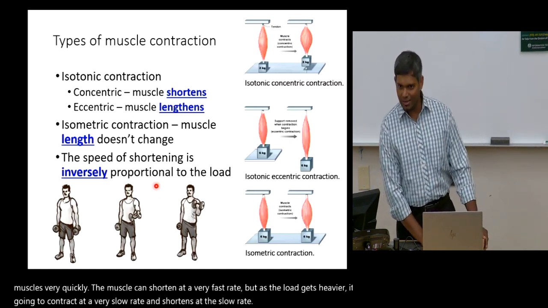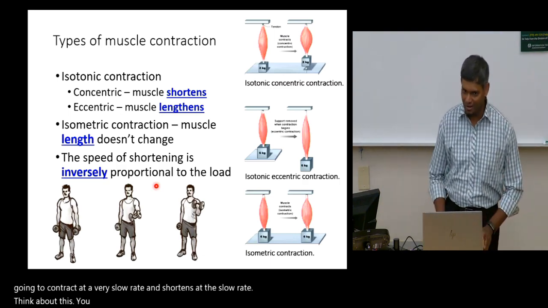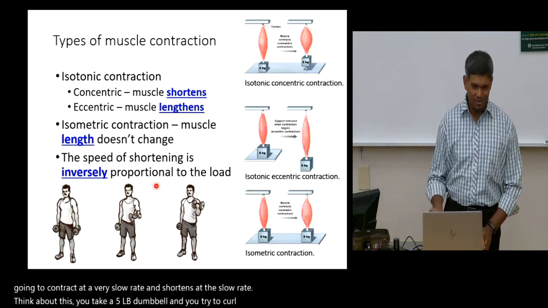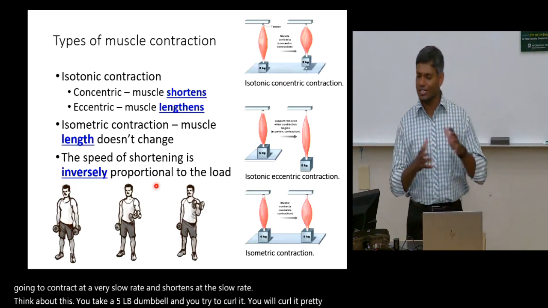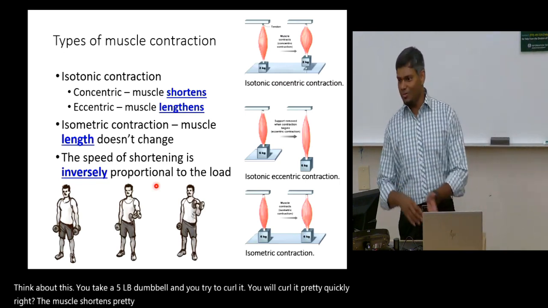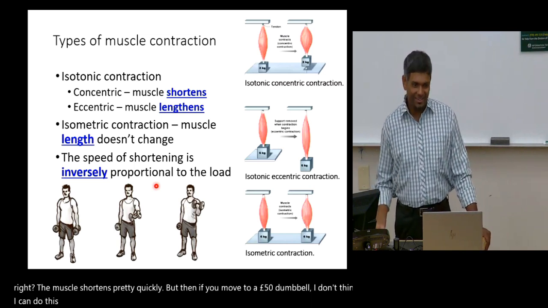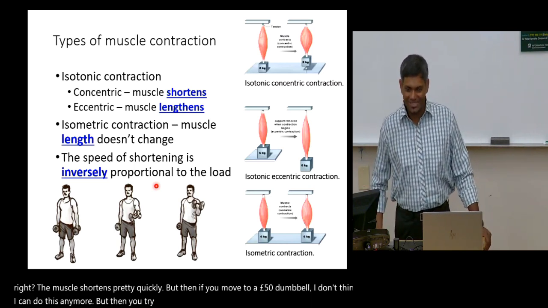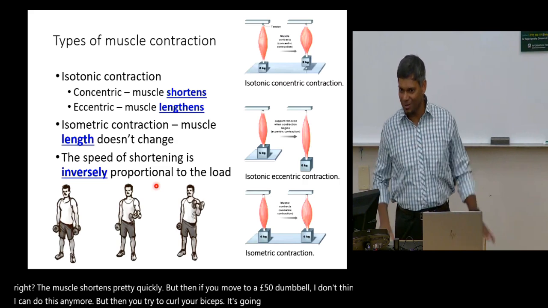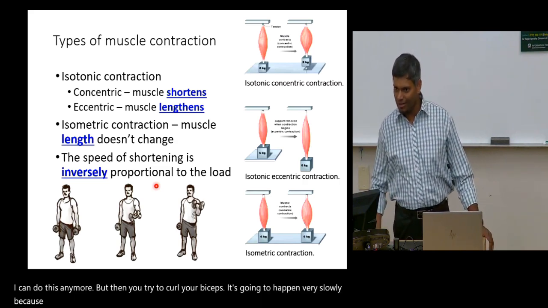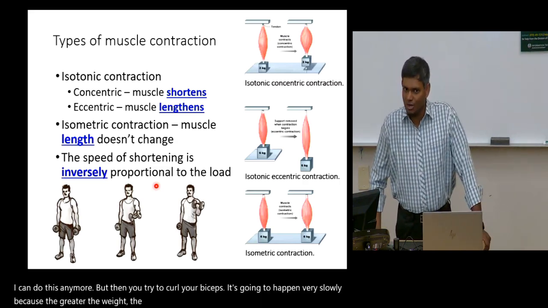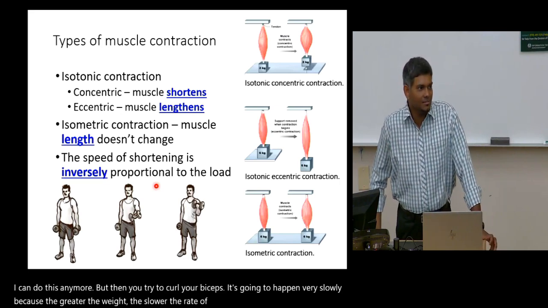Think about this. You take a 5-pound dumbbell and you try to curl it, you will curl it pretty quickly, right? The muscle shortens pretty quickly. But then if you move to a 50-pound dumbbell, and you try to curl your biceps, it's going to happen very slowly because the greater the weight, the slower the rate of shortening. Does that make sense?